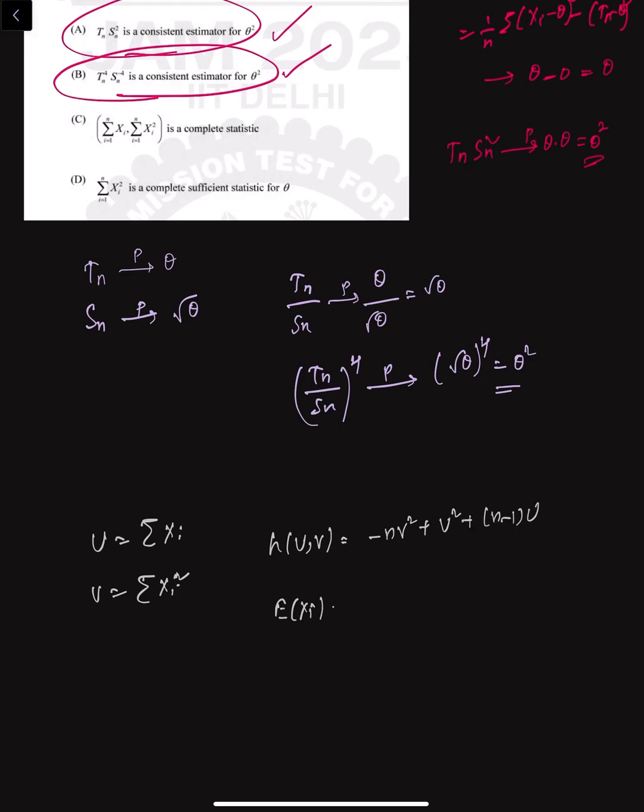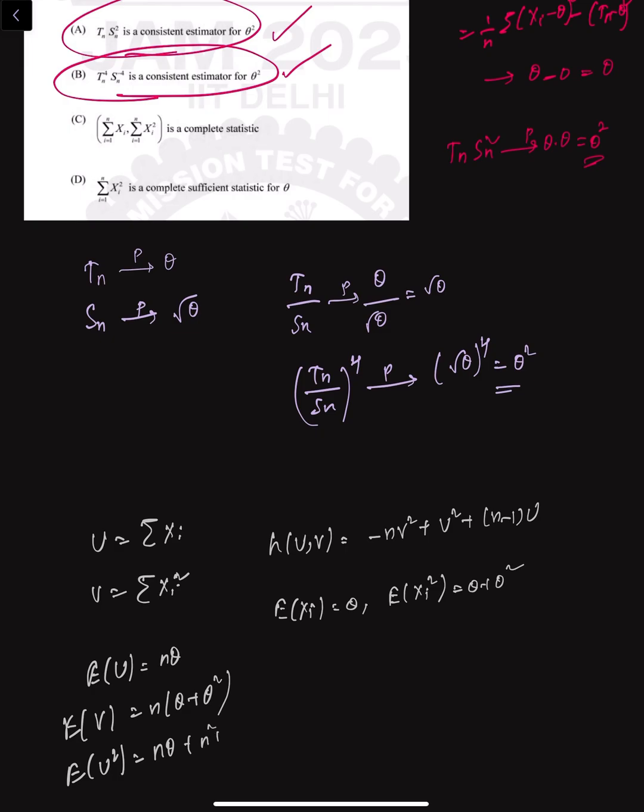we can see that expectation of xi is theta and expectation of xi square is theta plus theta square. So expectation of u is n theta, and expectation of v is n into (theta plus theta square), and expectation of u square is n theta plus n square theta square. So expectation of h of u comma v is minus n into (theta plus theta square) plus n theta plus n square theta square plus (n minus 1) into n theta.